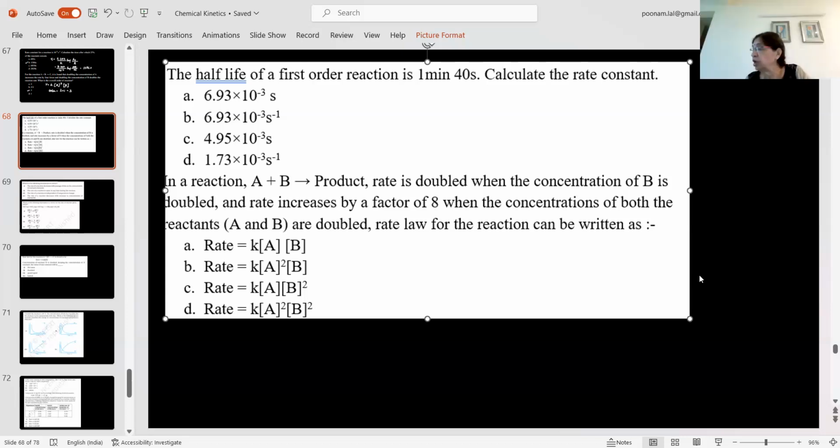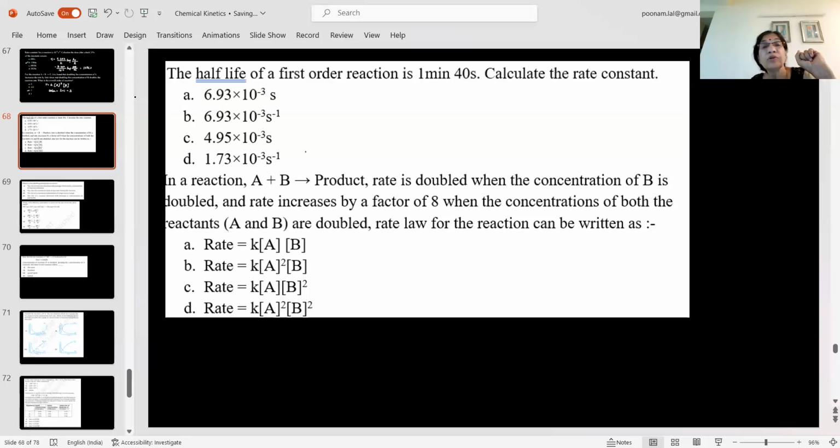Oh, okay. So now, the half-life of a first order reaction is 1 minute 40 seconds. Calculate the rate constant. Can you do it? Both of you, please try to do the question. So the formula is T half is equal to 0.693 by K. T half is the half-life. So instead of T half, what will I write? 1 minute and 40 seconds.